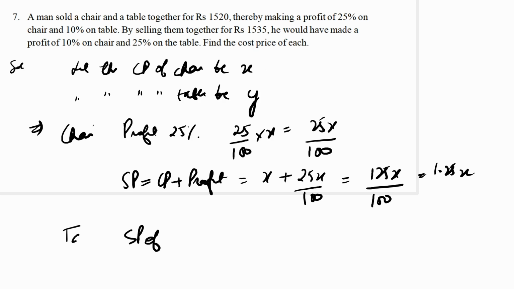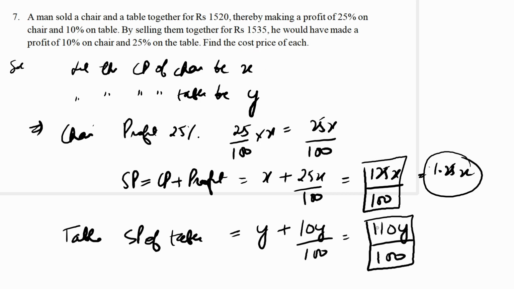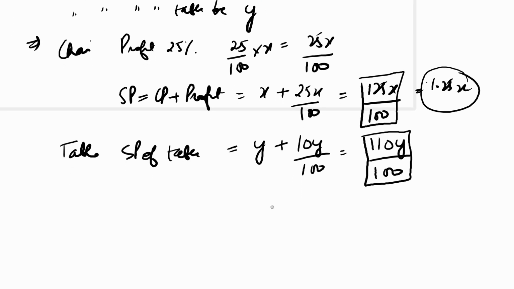Similarly, this is for chair. Now for table. We'll take this one. Let's not take the other one, this will make it complicated. Selling price of table will be: cost price of table is Y, and the profit made on table is 10%, that is 10y upon 100. So this will make 110y upon 100. Okay. Now what will we do? We will add both of them.